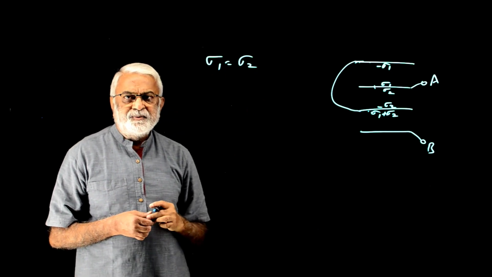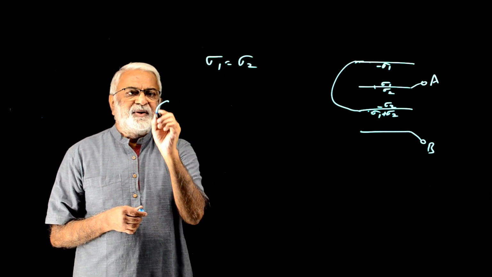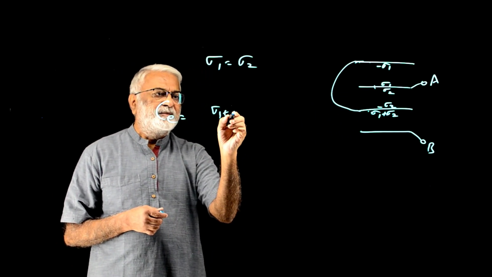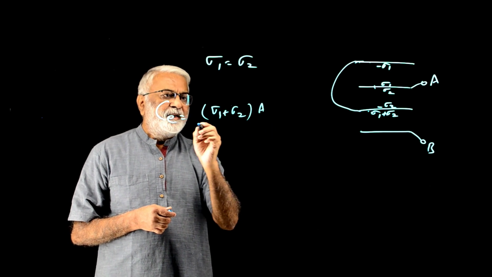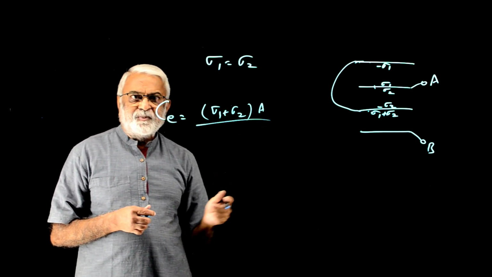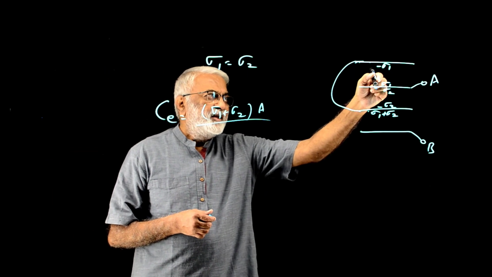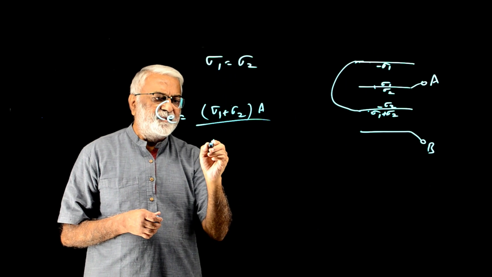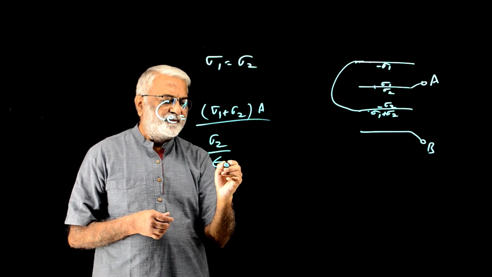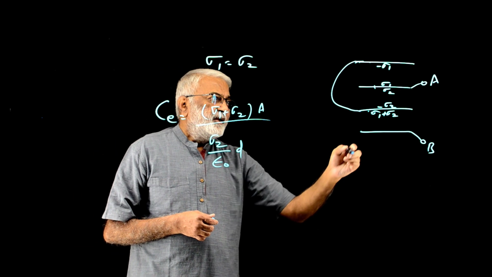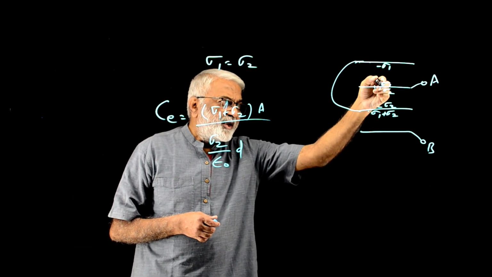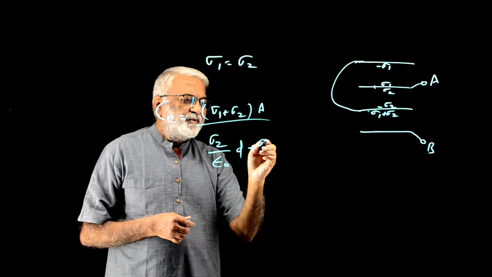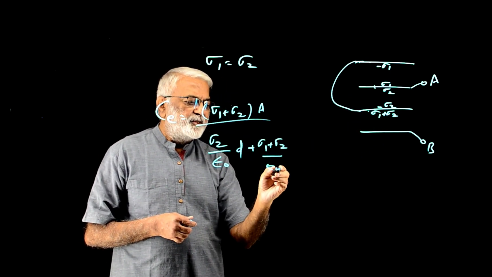And what else do we need? That's it. C effective is how much charge? Sigma 1 A plus sigma 2 A, that's (sigma 1 plus sigma 2) A, by the potential difference between A and B. How do you get that potential difference? Start from here and you're going with the field downward. So that potential difference will be a drop of this much. And then you have to go from A to B, so you got to go through this gap, the decrease in potential of (sigma 1 plus sigma 2) by epsilon 0 into D.